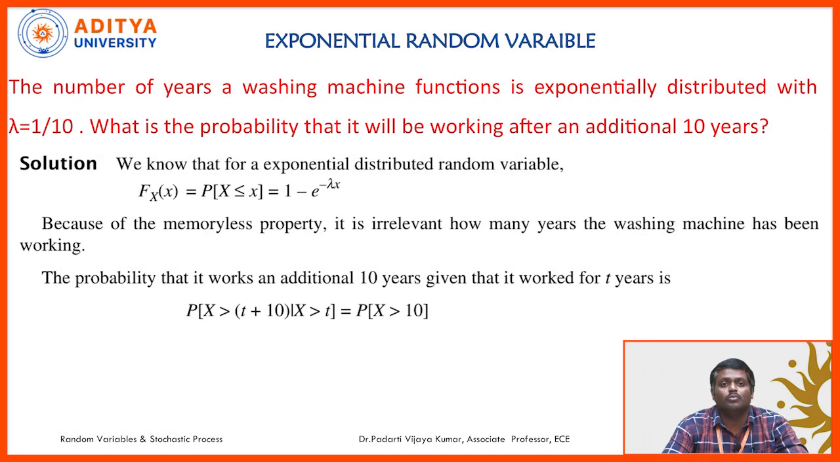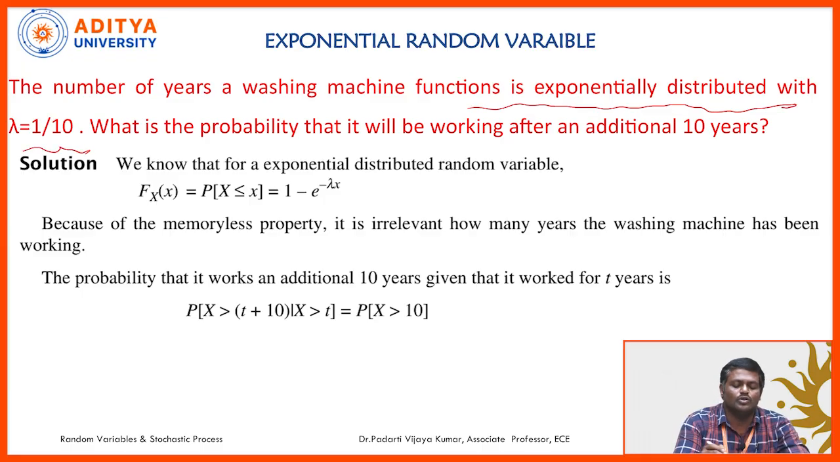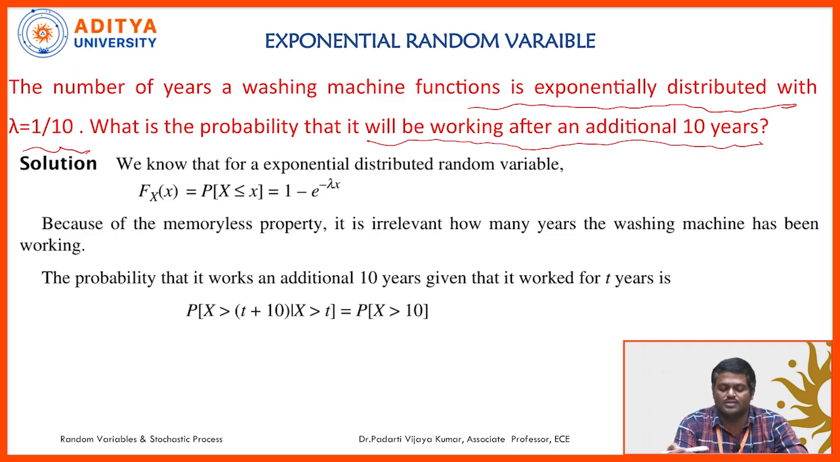Next, one more problem which is related to the washing machine. The number of years the washing machine functions is approximately exponentially distributed with lambda equal to 1 by 10. What is the probability that the washing machine will work after an additional 10 years? Given that the average rate is 1 by 10, now we need to compute the time.